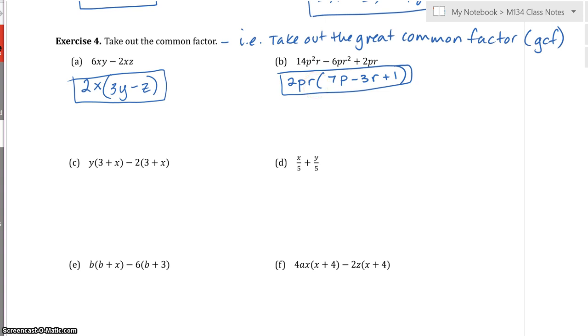Part C. Let's do this one together. What's common? What's common is a 3 plus x. What's left? Well, if I divide the 3 plus x, there's a y common in the first term. I leave that minus sign and a 2 common in the second. And if I went forward, I would get this one times that, using the distributive property, this whole thing times that.